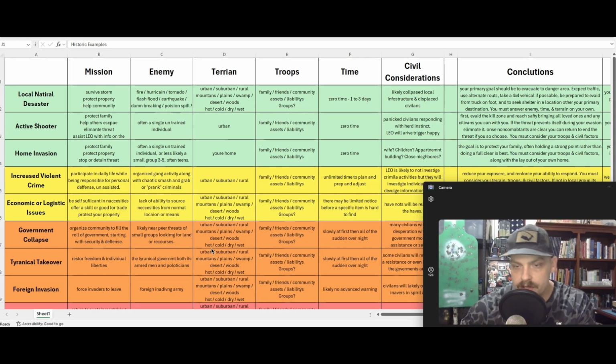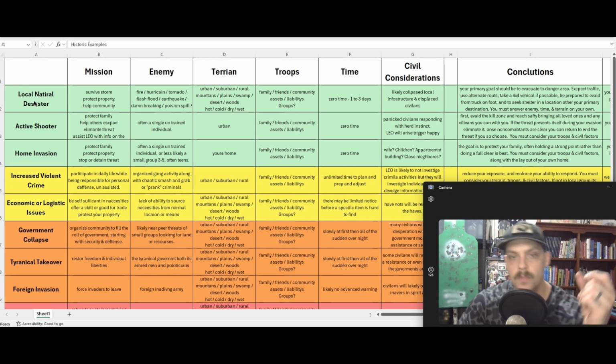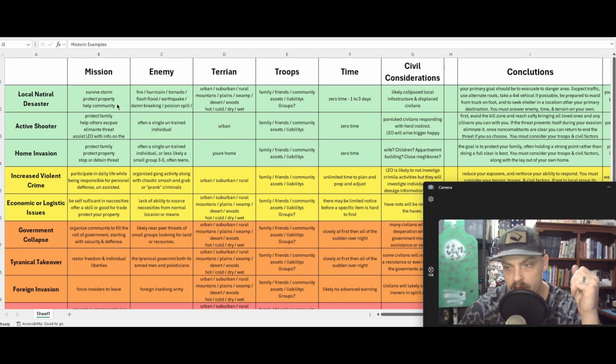So I'll try to go through this as rapidly as I can. All right, so we'll go axis by axis, right? So localized natural disaster. Our primary mission is to survive the storm. Then secondary would be to protect our property. And last but not least, help the community.